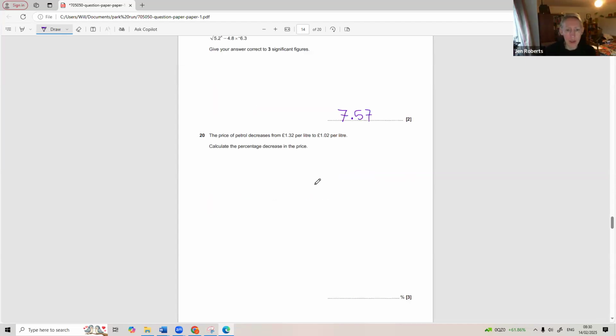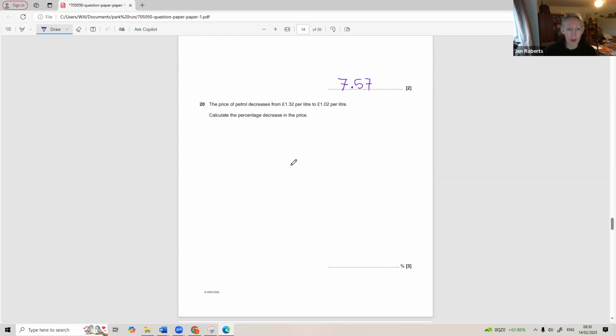Okay, the price of petrol decreases from £1.32 per litre to £1.02. Calculate the percentage decrease. Right, how do we find percentage change? There's a little formula you can remember. So if you ever ask for percentage decrease or increase, it's percentage change. Like by what percentage has it changed? Has it decreased or increased? And the formula is, you're not given this formula, you have to remember it. Difference over original times 100.